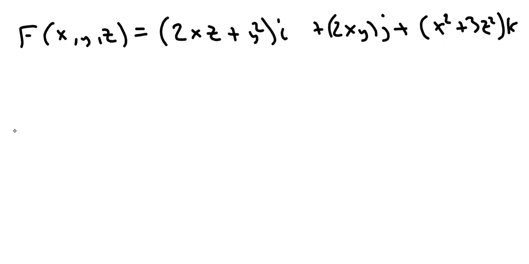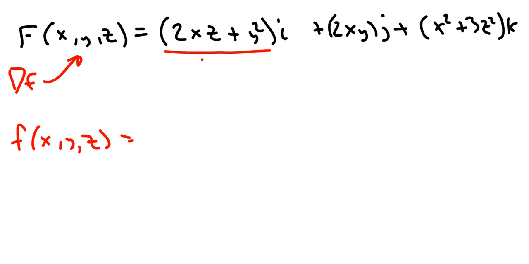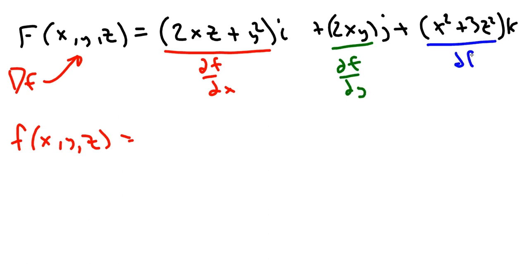Okay, so we're looking for a scalar function such that the gradient of this function, f, will just equal this vector function here. That's what we're hoping for. All right, so this is going to have to be partial f partial x. This part's going to have to be partial f partial y. And this part's going to have to be partial f partial z.